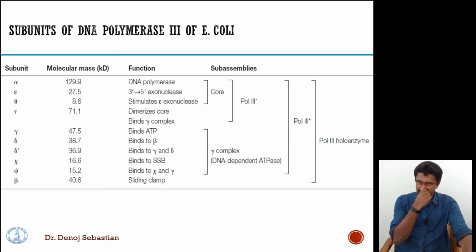So this is another representation of the same, and the different subunits and their different roles are mentioned. The initial alpha, epsilon and theta constitute the core proteins, and the overall enzyme, the polymerase 3 holoenzyme, has about 10 different protein molecules or subunits that make up the structure of the DNA polymerase, and each has its own functions or roles.